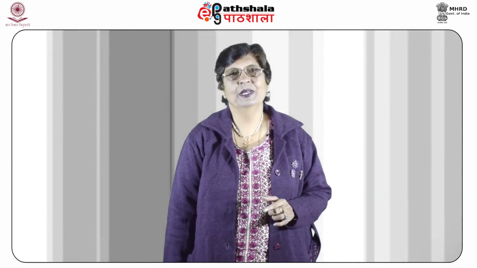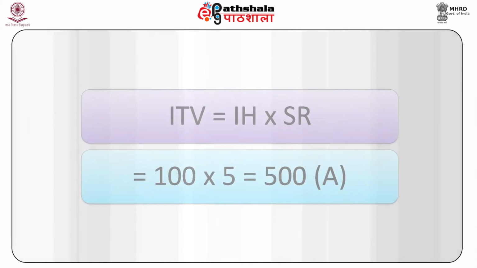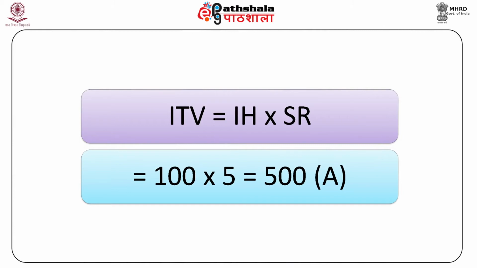Idle time represents the unproductive time which is a loss for any organization. Therefore, it is always unfavorable. It can never be favorable. Let us assume in the example that we have taken earlier that the idle time due to power failure is 100 hours. Then the idle time variance would be calculated as ITV is equal to IH into SR, that is 100 into 5 is equal to 500, which is adverse.